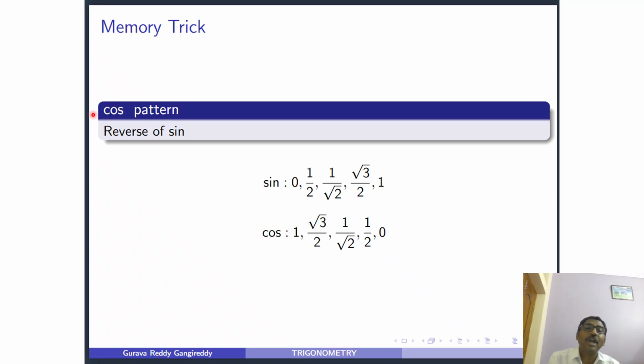Memory trick: cos pattern is reverse of sin. So what is the memory trick? Cos pattern is reverse of sin. Sin values are 0, 1 by 2, 1 by root 2, root 3 by 2, 1 for 0 degrees, 30 degrees, 45 degrees, 60 degrees, 90 degrees respectively. So for cos, the reverse pattern: 1, root 3 by 2, 1 by root 2, 1 by 2, 0. Cos pattern is reverse of sin. That is the memory trick.